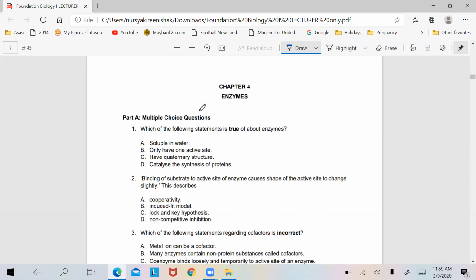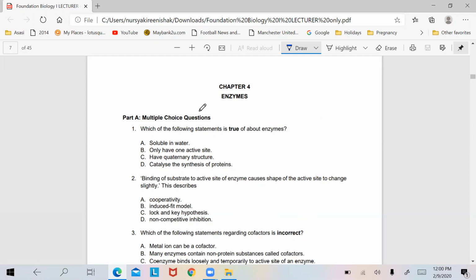Look at the first statement A. Statement A, enzyme is soluble in water. Is it soluble in water? It is soluble in water because enzymes are made up of globular proteins. As you know, proteins can be divided into two based on their structure: you can classify protein either as globular protein or fibrous protein. Globular proteins are soluble in water. Fibrous proteins are not soluble in water because fibrous protein is for the protein that will form structures inside cells.